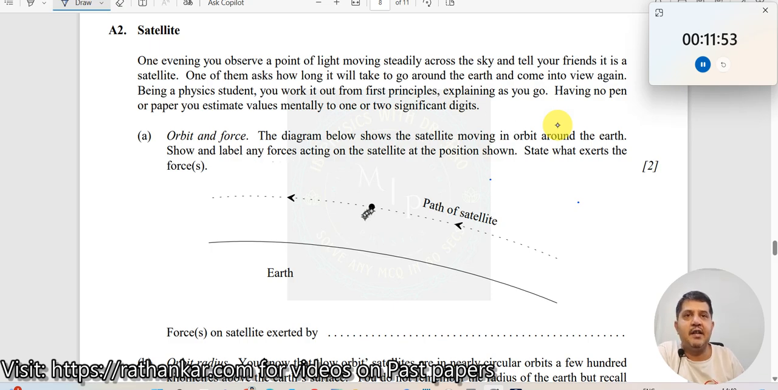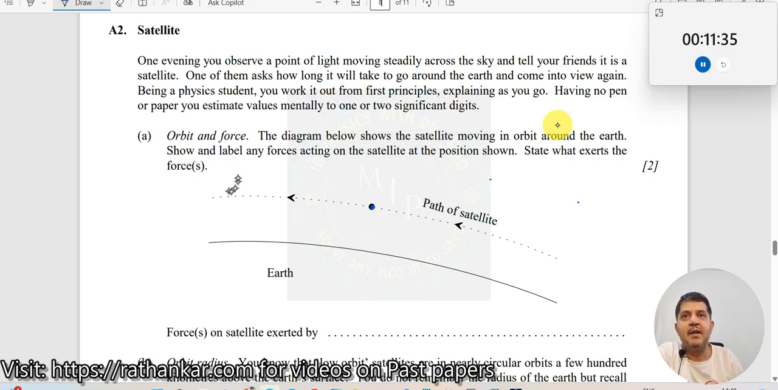it's a satellite. Okay, this is a satellite. You are standing here. One of them asks how long will it take to go around the earth and come into the view again. Okay, so how long does it take? Being a physics student, you work it out from the first principles, explaining as you go. Having no pen or paper, you estimate the values mentally to 1 or 2 significant digits.